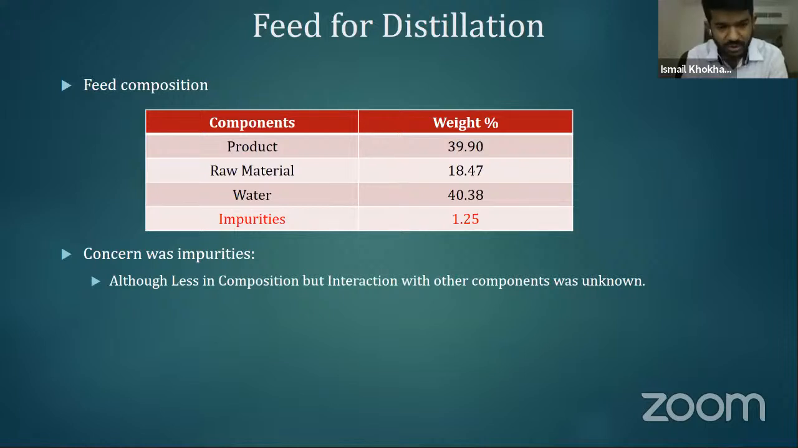But when you see the composition, I have highlighted impurities in red as 1.25%. So the concern was, since it was less in composition, the interaction with other components was unknown. We didn't know how it was going to react with all the above three. So apart from the design of the distillation column, it was our first priority to understand the impurities' impact on the components.